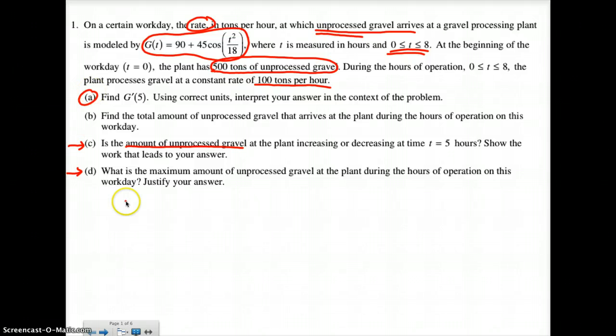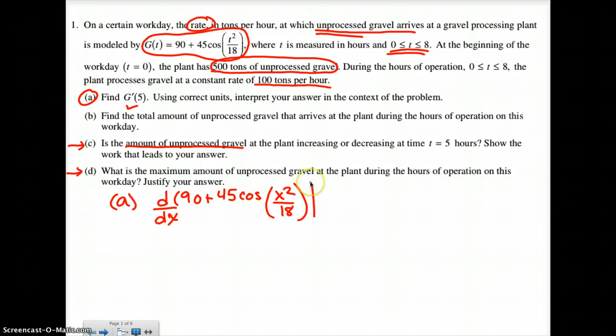For Part A, that one shouldn't have caused you any problem. I'm trying to find the derivative at 5. So this would have been a Math 8 problem where you take the derivative of G of T on your calculator, that would have been x squared over 18 instead of the t. And although we're doing it with respect to time, on your calculator we do that with respect to x, and we would have done that when x equals 5.